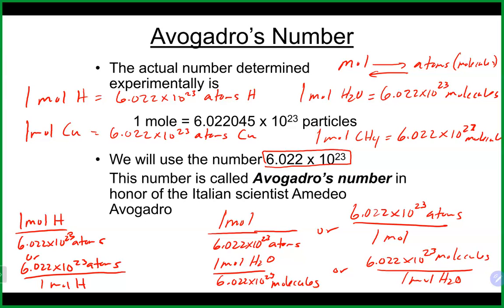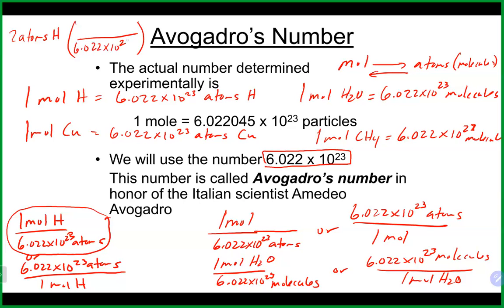So if I had 2 atoms of hydrogen, right? And I want to know how many moles that would be. I should use the conversion factor where atoms is in the opposite place, just like we did when we were doing conversions, and it would be that guy. And I would put 6.022 times 10 to the 23 atoms over 1 mole of hydrogen.